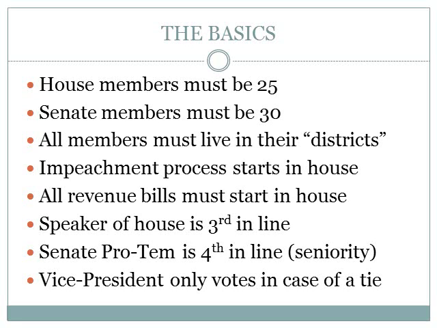More of the basics. House members have to be 25 years of age or older. Senate members have to be 30 years of age or older. All members should live in their districts if they expect to get elected, but they don't have to live in their districts. The impeachment process starts in the House. All revenue bills have to start in the House.